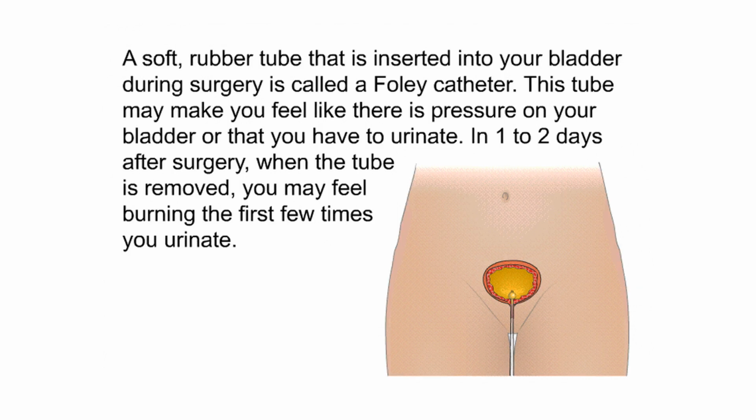A soft rubber tube that is inserted into your bladder during surgery is called a Foley catheter. This tube may make you feel like there is pressure on your bladder or that you have to urinate. In 1 to 2 days after surgery, when the tube is removed, you may feel burning the first few times you urinate.